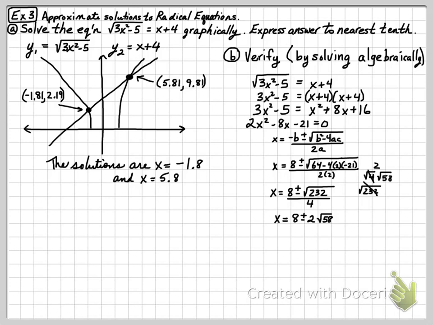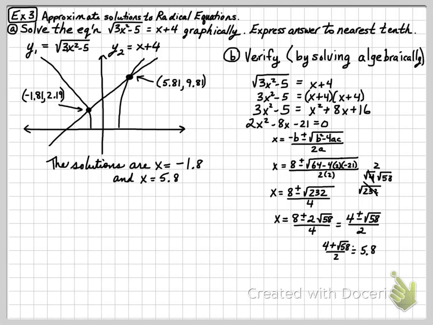So now it's going to be 8 plus or minus 2 root 58 divided by 4. Now I can divide the top and the bottom both by 2, and you would get 4 plus or minus root 58 over 2. That is the exact answer. Now, the decimal approximation of this is going to be 4 plus root 58 divided by 2 and 4 minus root 58 divided by 2. And those you already know, those are 5.8 and negative 1.8, the same as we got by graphing. However, we have now verified it algebraically.